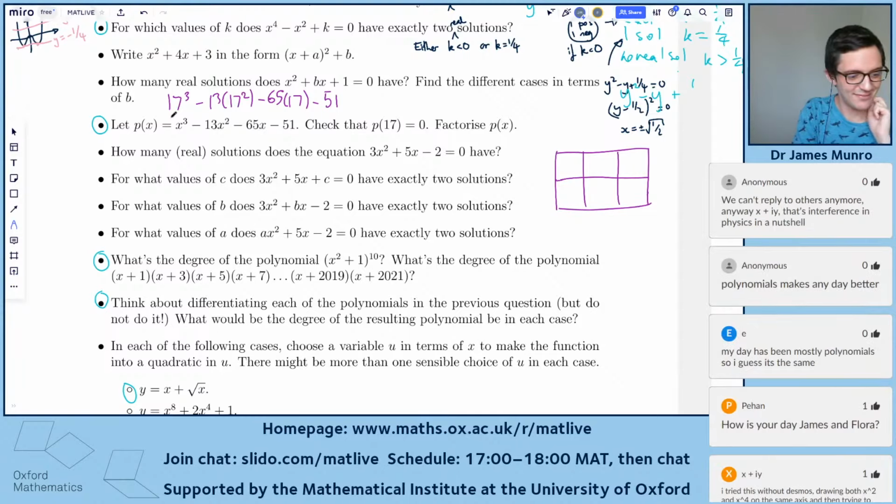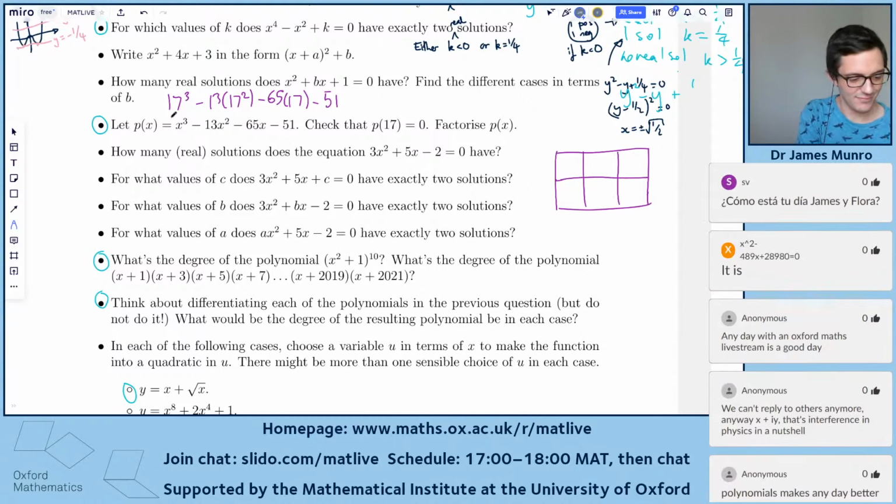Some people may have done it with a grid, some people may have done it without a grid. Doesn't matter. So basically, we know from the factor theorem that if p of 17 equals 0, then x minus 17 is a factor of p of x. So we can write p of x as x minus 17 times some quadratic. And you know it's going to be a quadratic because we have to have x cubed.